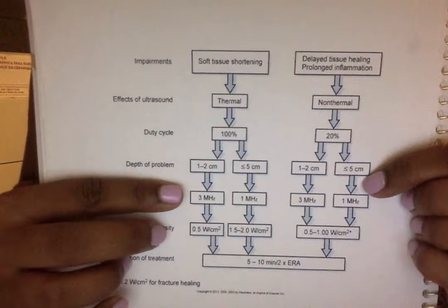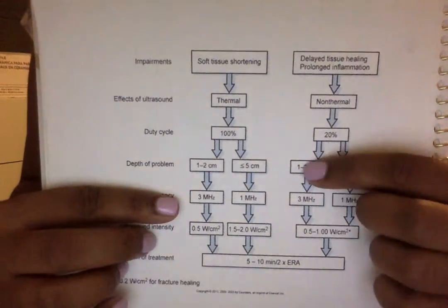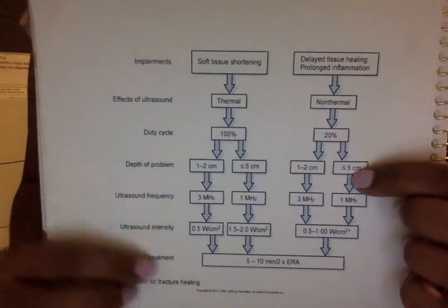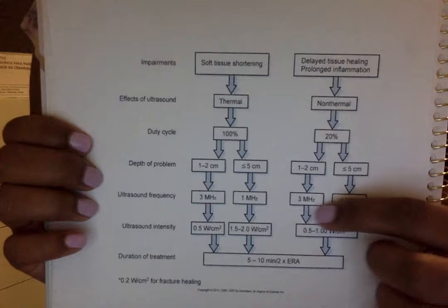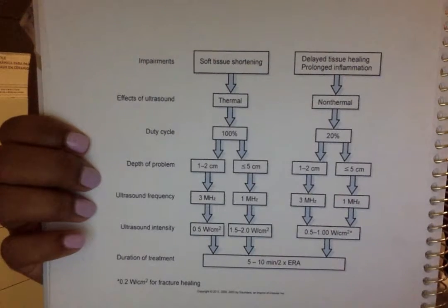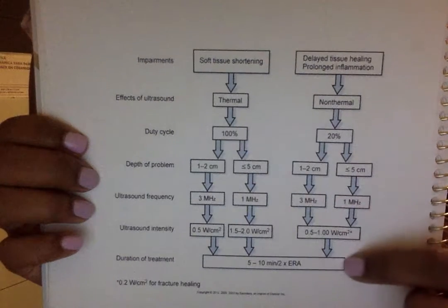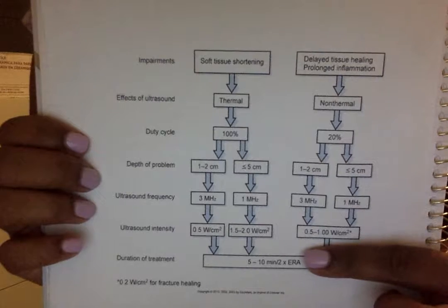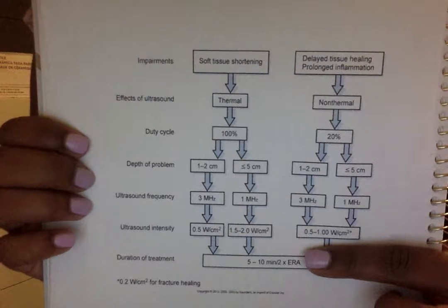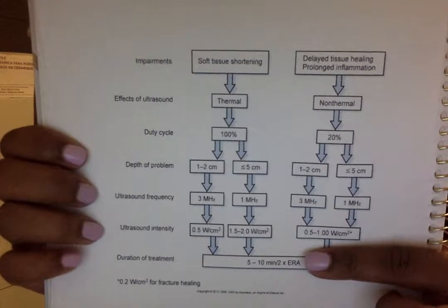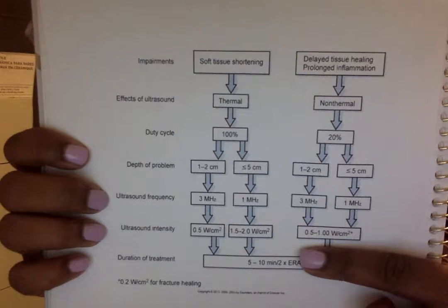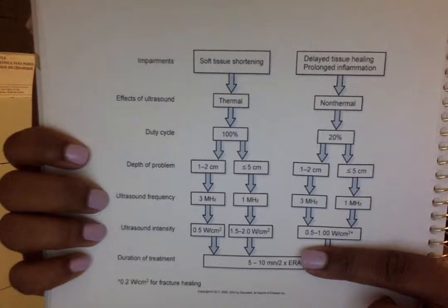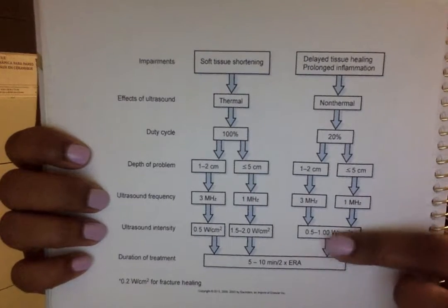Based on that, we do the same thing. We want to decide what the depth of the problem is. Is it shallow or is it deep? If it's shallow, we're going to do the same thing. We're going to go to 3 megahertz. And if it's deep, we want to go to 1 megahertz. The difference with non-thermal is that the appropriate and the studied wattage that you want to use for the intensity is going to be the same either way because it's not producing any thermal effects. So you want to use 0.5 to 1 watts of energy.